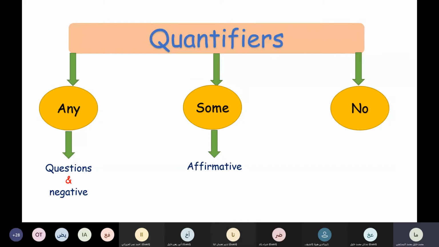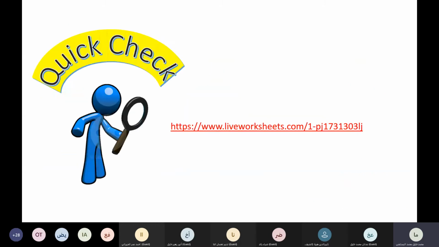No, again, is used with an affirmative sentence to give a negative meaning. There is no milk here, I will buy some. There are no books on the table. So the sentence is what? Affirmative, but when we use no, the meaning will be negative. Affirmative with negative meaning.